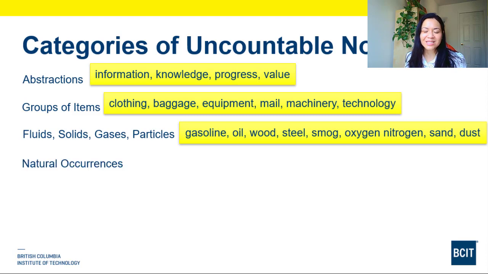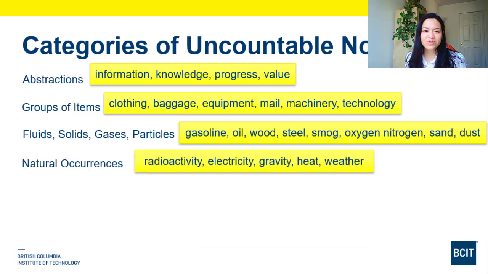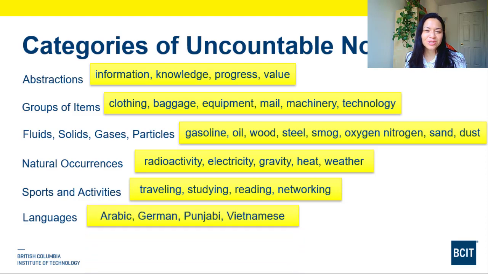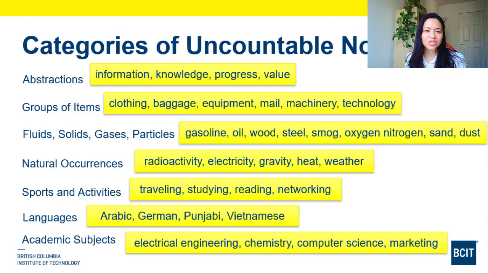Natural occurrences: radioactivity, electricity, gravity, heat, weather. Sports and activities: traveling, studying, reading, networking. Languages: Arabic, German, Punjabi, Vietnamese. Academic subjects: electrical engineering, chemistry, computer science, marketing.